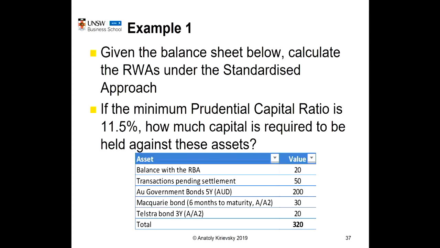So, here is a typical question, right? What balances with the Reserve Bank, transactions pending settlement, Australian government bonds, Macquarie bond, and the Telstra bond. So we have assets on the balance sheet of 320 million. So risk weights, balances with the RBA, what's the risk weight? 0. Transactions pending settlement. 20%, correct? Australian government bonds. 0, correct.